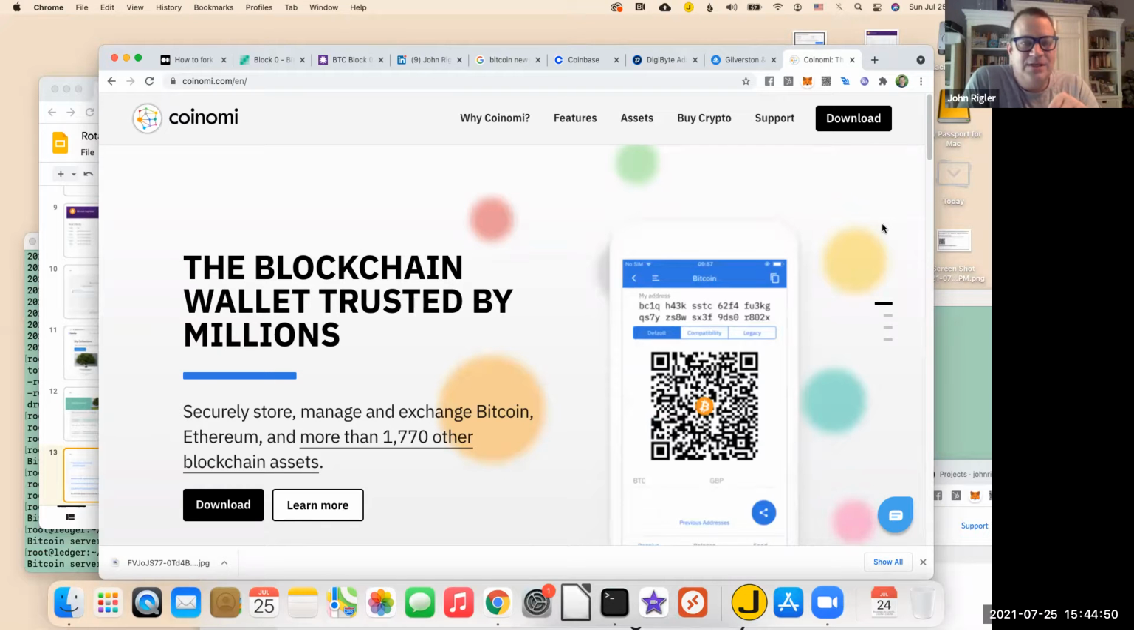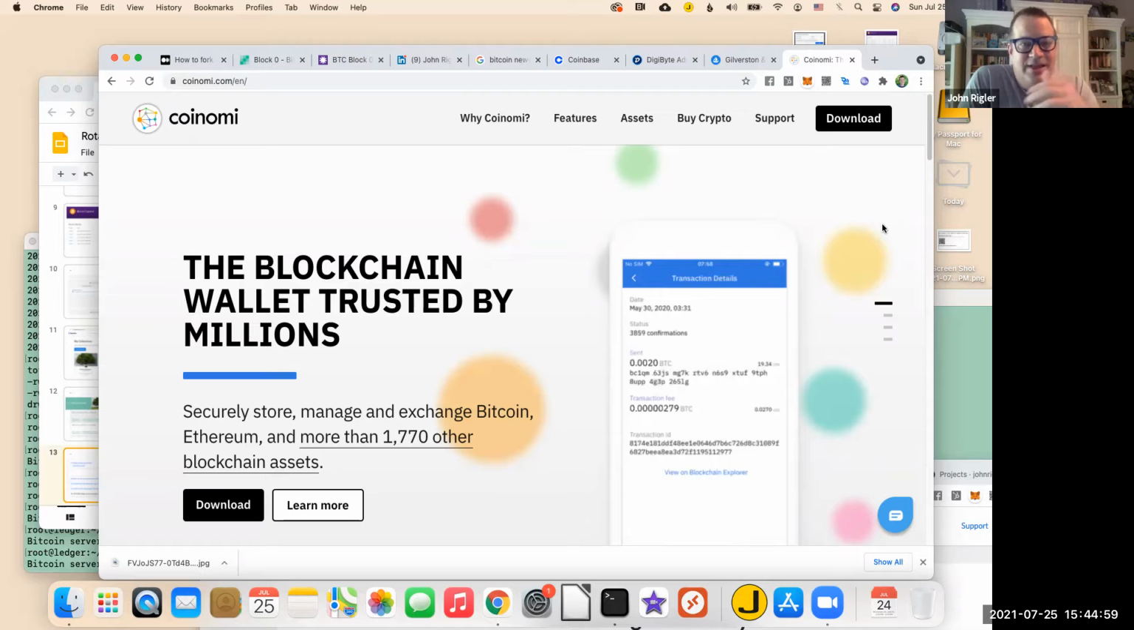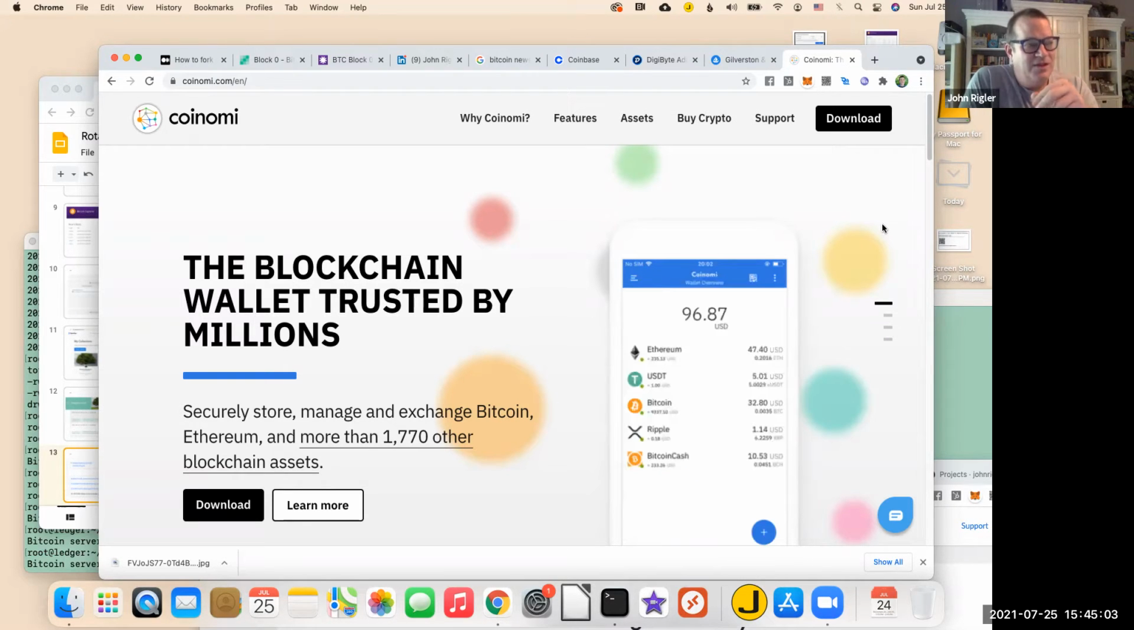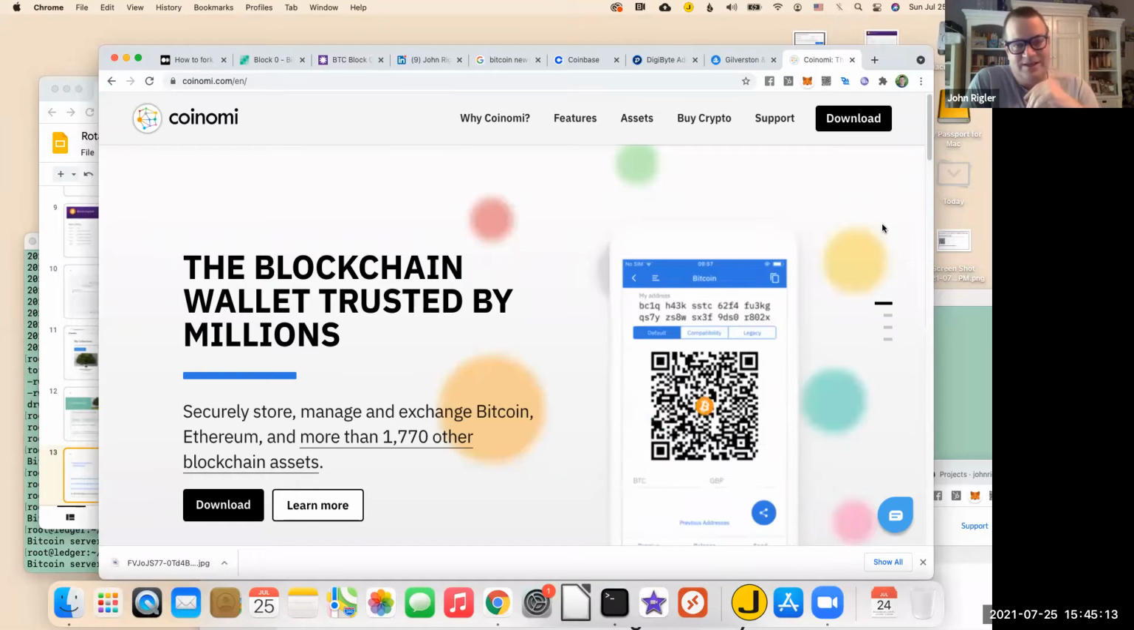So yeah, at the end of the day, it's just a really long number. It's a string of numbers and letters. But if somebody has that, then they have access, and if they don't have that, there's no way to get access.